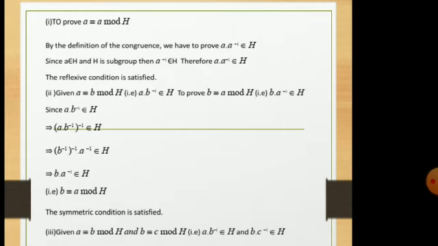The second is symmetric. a is congruent to b mod H means a b inverse belongs to H, and b is congruent to a mod H means b a inverse belongs to H. Since a b inverse belongs to H, that implies (a b inverse)^-1 also belongs to H. Now by the previous lemma we can write it as (b inverse)^-1 · a inverse belongs to H. (b inverse)^-1 is nothing but b, so b a inverse belongs to H. We can write it, in the congruence definition, b is congruent to a mod H. The symmetry condition is also satisfied.